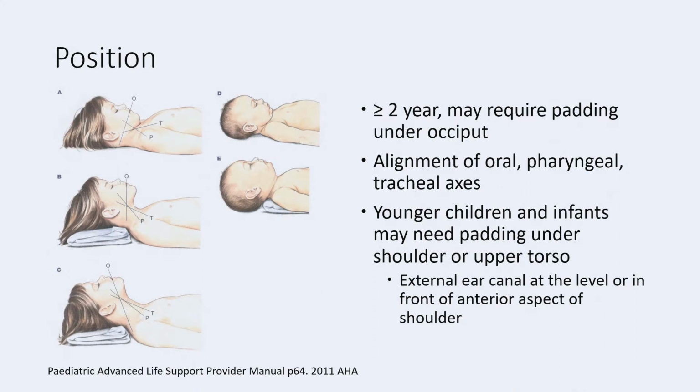This picture shows the difference in the positioning of a larger child and an infant. In the larger child, we may need to put padding under the occiput. In this picture, O represents the oral axis, P represents the pharyngeal axis, and T represents the tracheal axis. A better alignment of the three axes can help intubation. And in infants, we will need to put padding under the shoulder or upper torso, because there's a difference in the configuration of the head and neck.